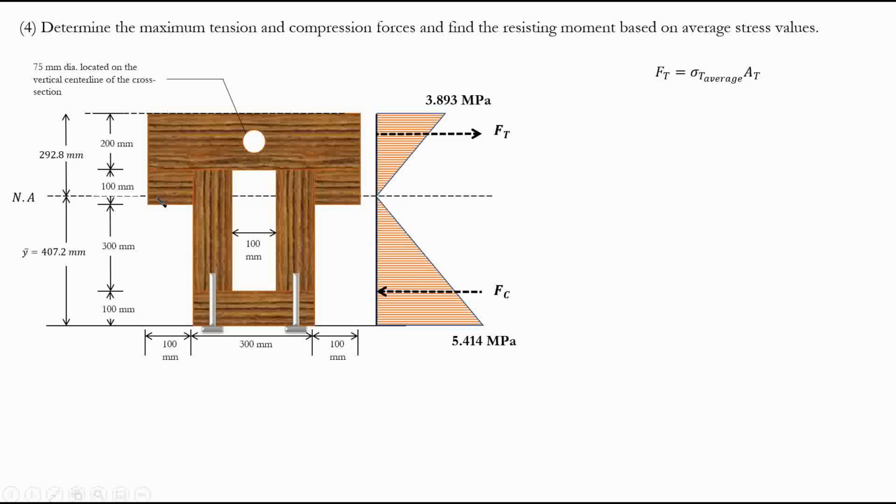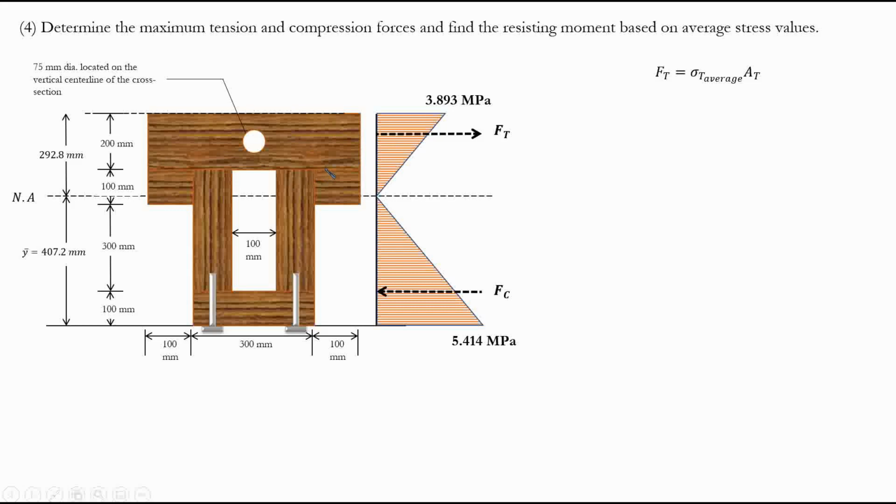The whole area above this neutral axis is under tension, and the whole area below it is under compression, based on the principles that we studied. So this is the area that we have for the tension area, AT. And the sigma T average is going to be the stress value that represents the whole area.